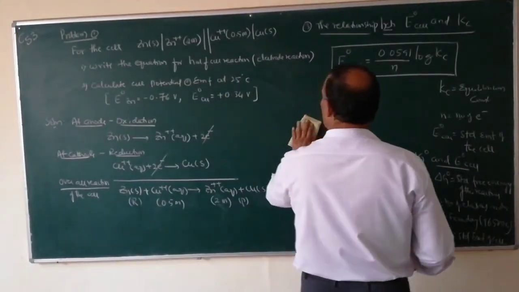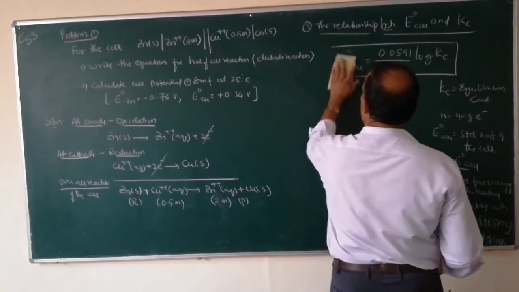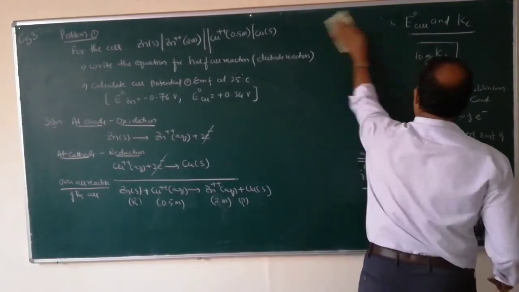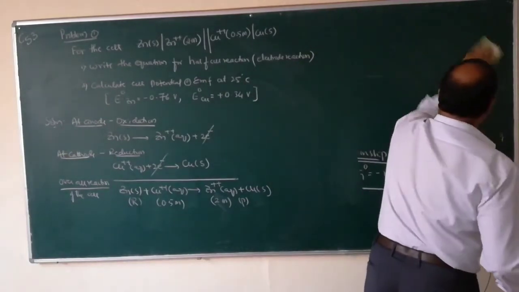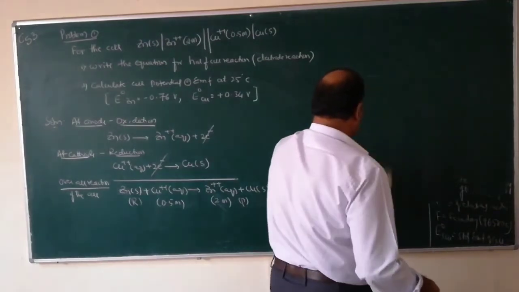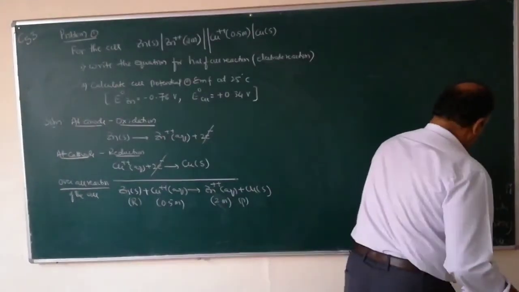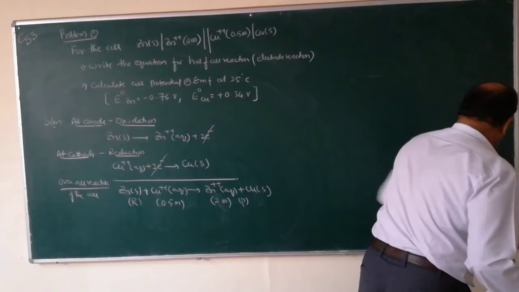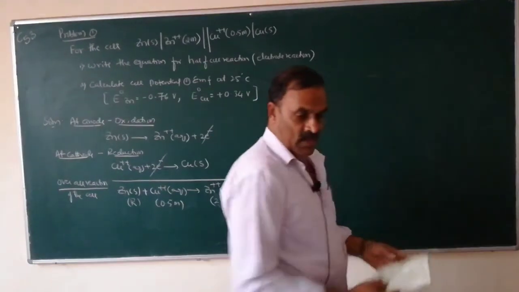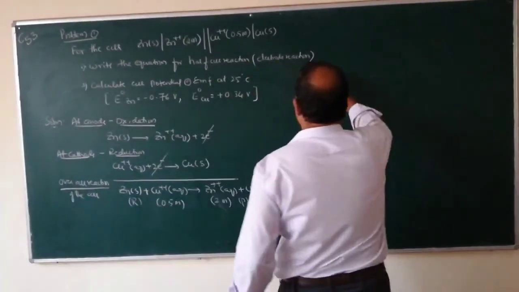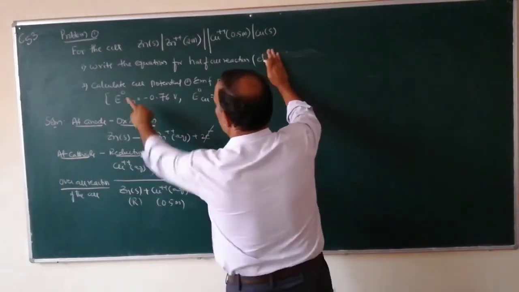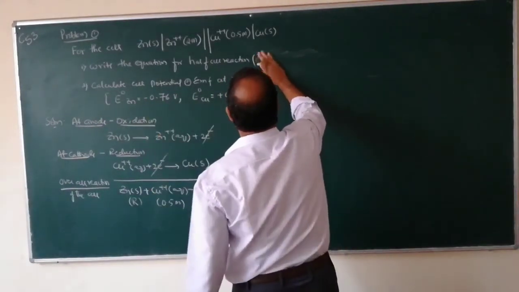Write the equation for the half cell reaction. At the anode oxidation takes place, at the cathode reduction takes place. The overall reaction is like this. Then what is the answer for the second question? Calculate the electrode potential.